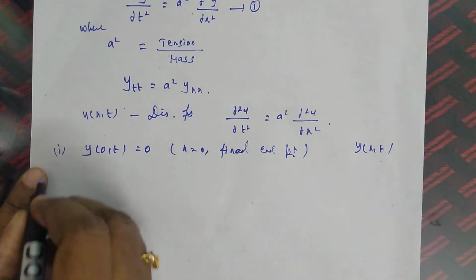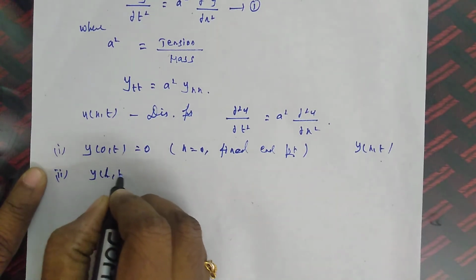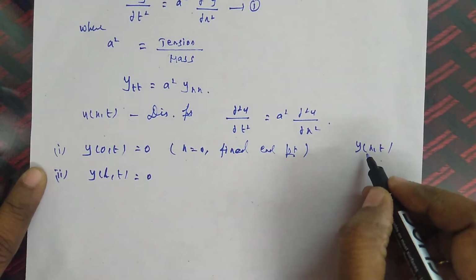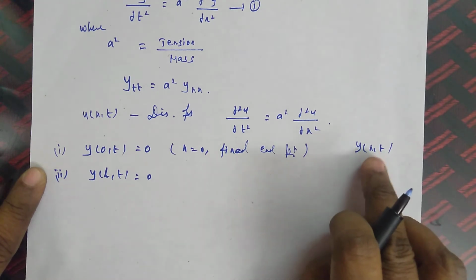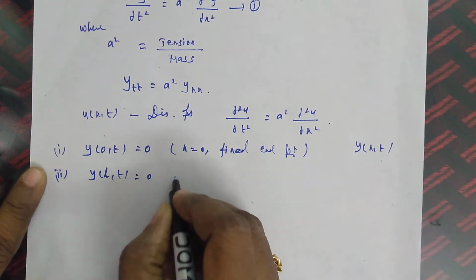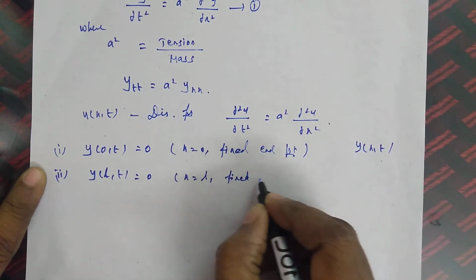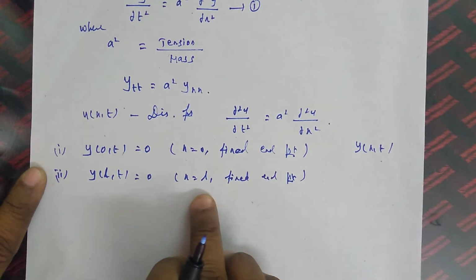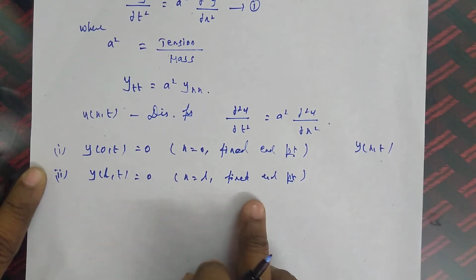And what is the second condition? The second boundary condition is y of L comma t equal to 0. Y of x comma t means the displacement function. Now I am taking y of L comma t, that means x is equal to L. X is equal to L is also another fixed end point. At this point x is equal to L, there is no displacement. So that is why y of L comma t equal to 0. So this is the second boundary condition.